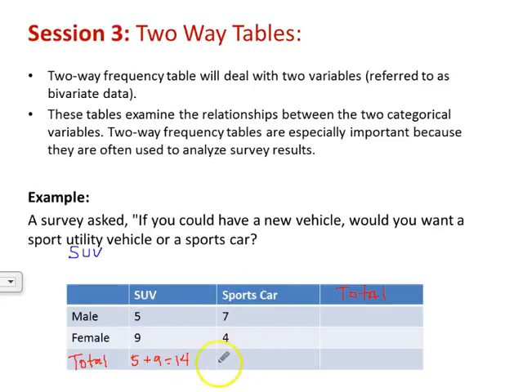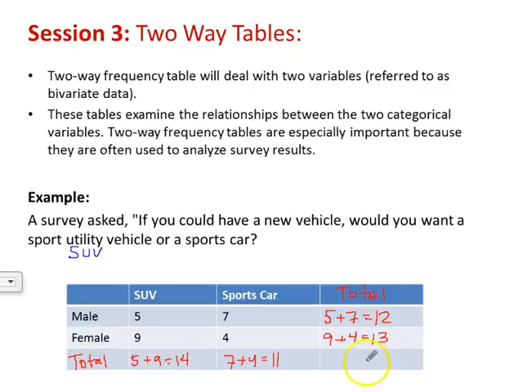Sports cars, how many total people wanted a sports car? Well, that was 7 plus 4, which means that there's a total of 11 people who wanted a sports car. More specifically, 7 males, 4 females. Now we can talk about the total number of males that were surveyed. The total number of males was 5 plus 7, which is 12. Total number of females is 9 plus 4, which is 13.